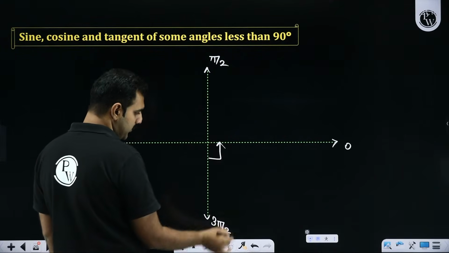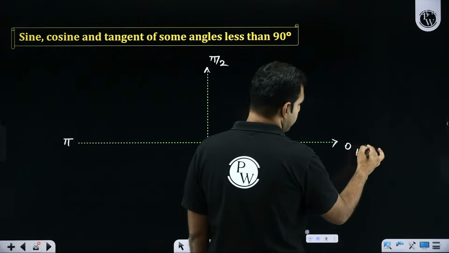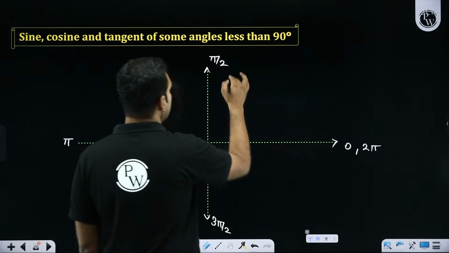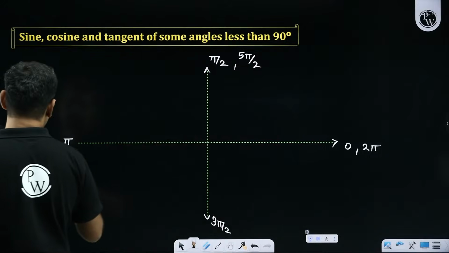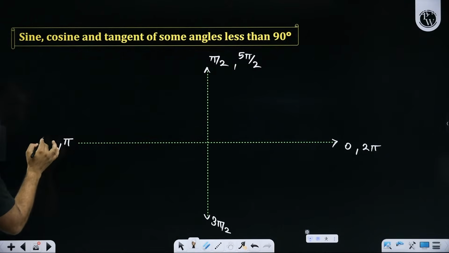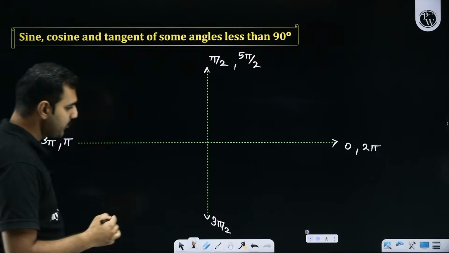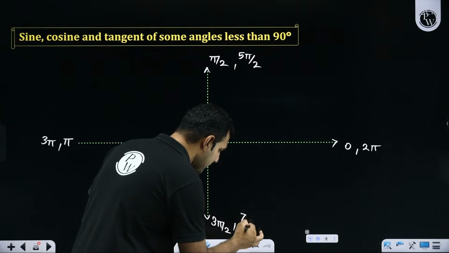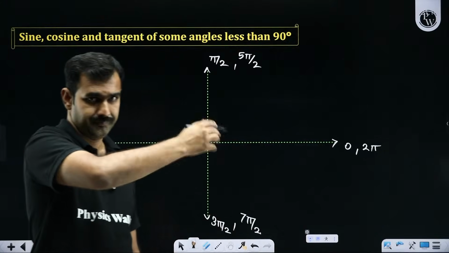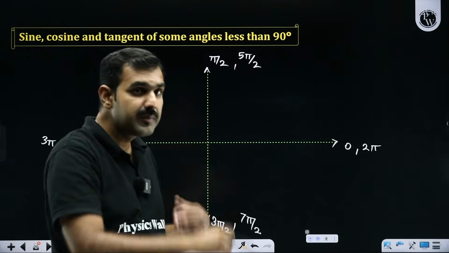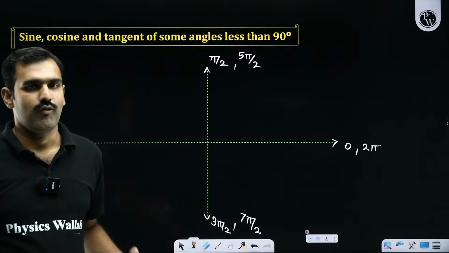3 pi by 2 plus pi by 2 is clearly 2 pi. Then 2 pi plus pi by 2 is clearly 5 pi by 2. Then 5 pi by 2 plus pi by 2 is clearly 3 pi. 3 pi plus pi by 2 is clearly 7 pi by 2 and so on. So I hope you can keep rotating it in anti-clockwise direction and it will keep giving you a lot of angles.